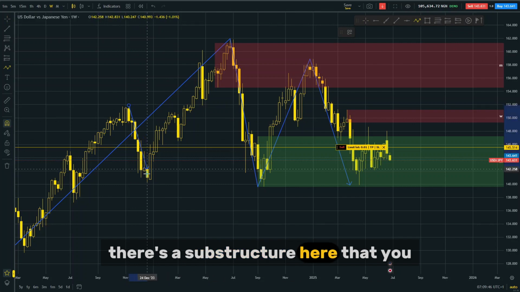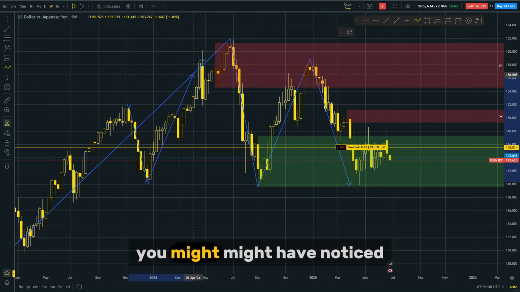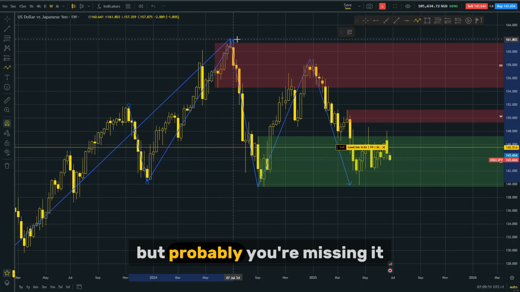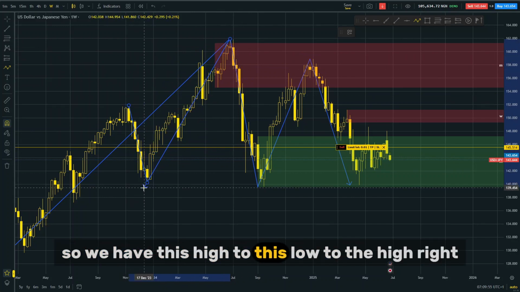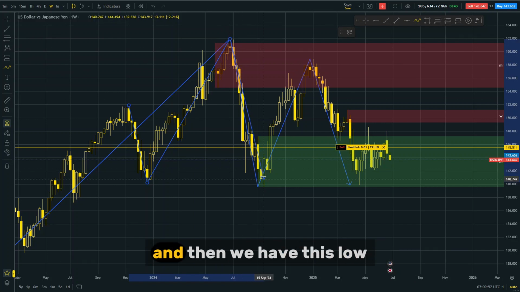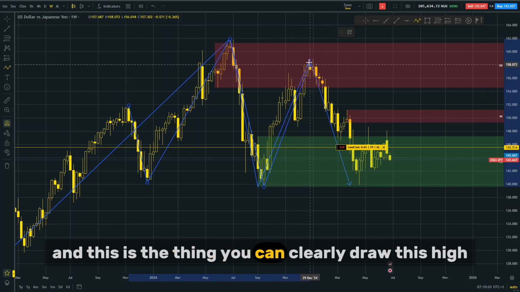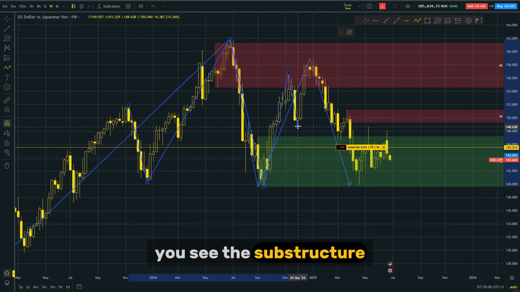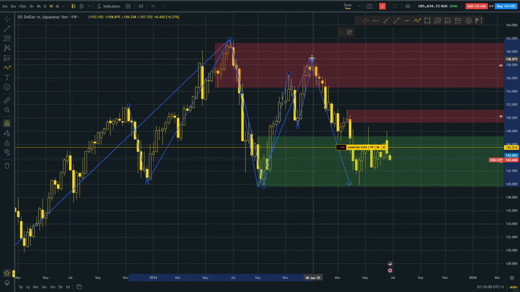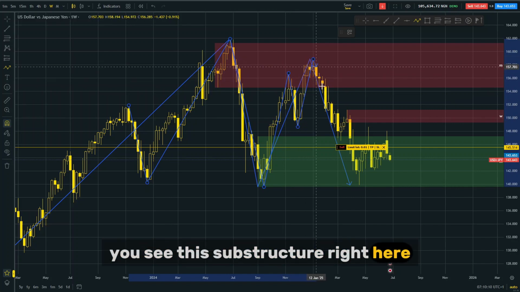There's a substructure here that you might have noticed, or probably you're missing it, but just take a look at this. So we have this high to this low to the high, right? And then we have this low. And this is the thing, you can clearly draw this high, or you can look at the substructures here. You see the substructure? See this substructure right here?